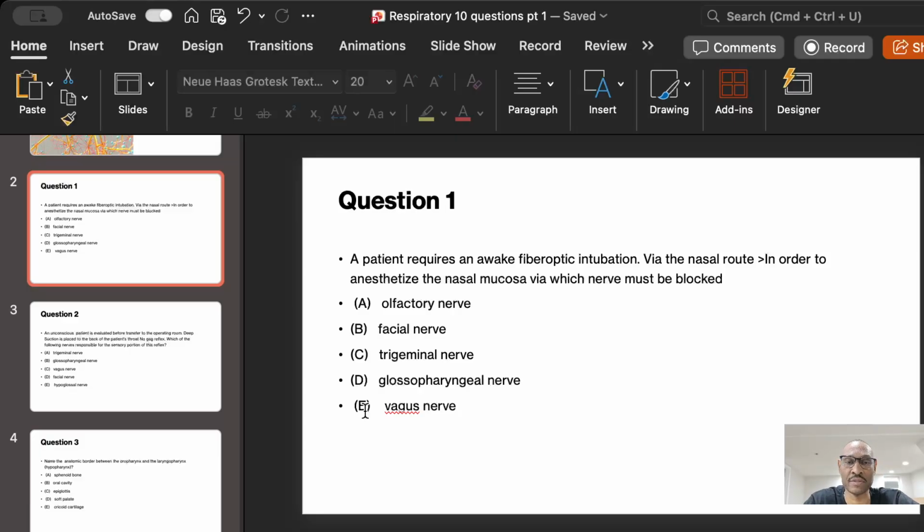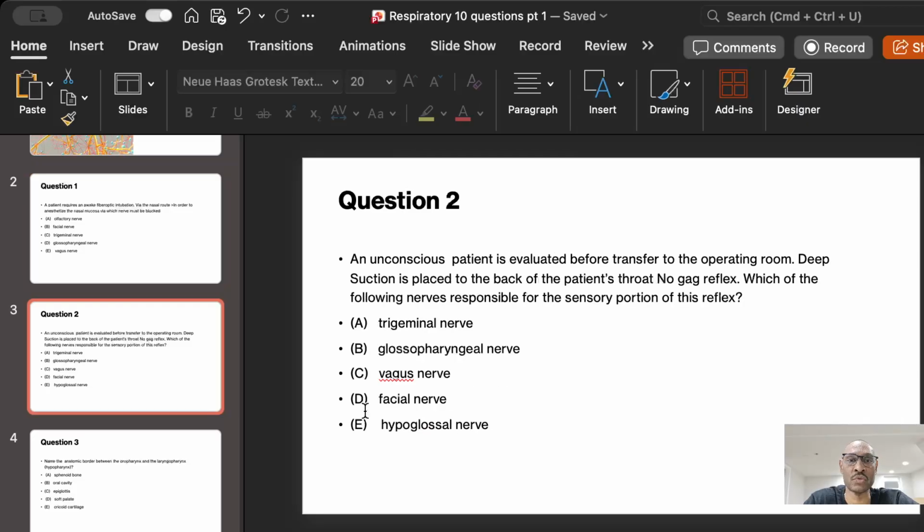This exercise is important also. Question two was the unconscious patient, the gag reflex. So this was going to talk about the gag reflex arc. We need to know the efferent and the afferent pathway. Really important to understand the efferent and afferent pathway of a gag reflex.